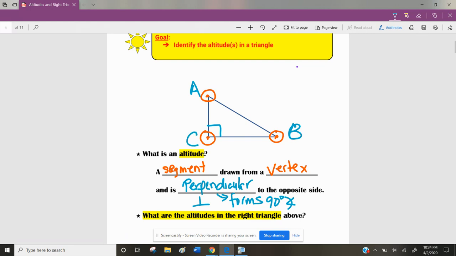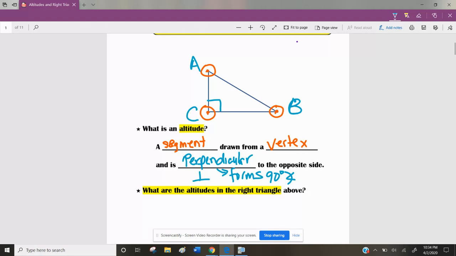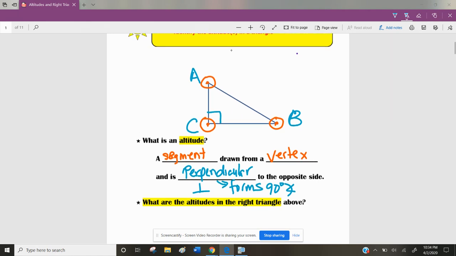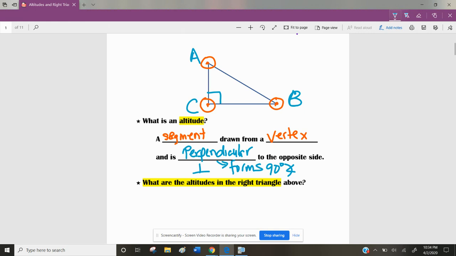So what are the altitudes in this triangle? Well, we're looking for a segment drawn from a vertex perpendicular to the other side. So if I go from vertex A to BC, which is the opposite side, that does form a right angle. So AC is an altitude here.